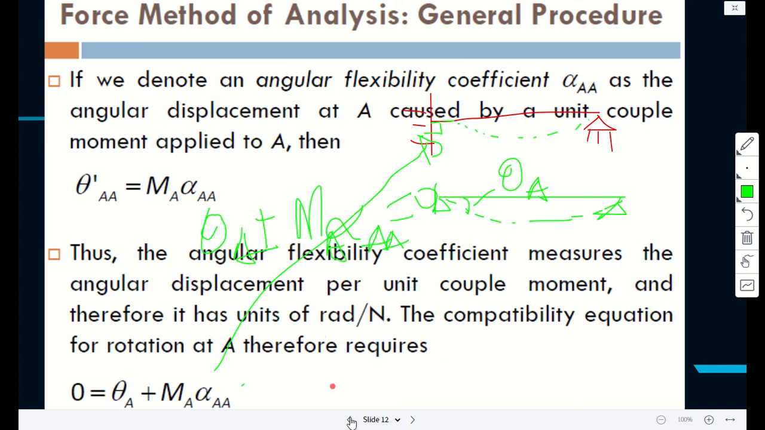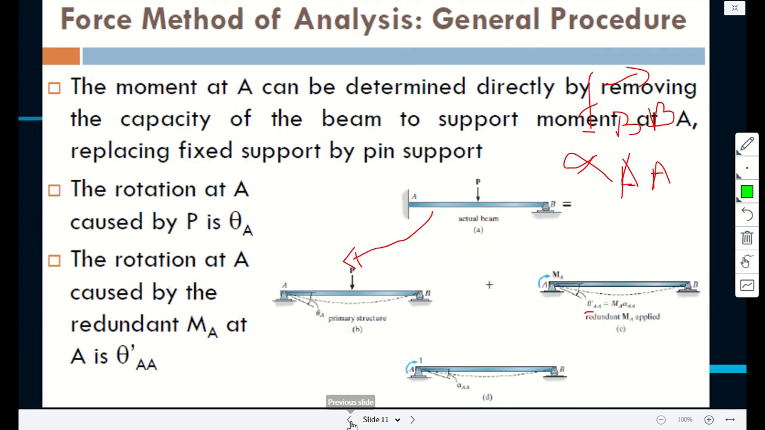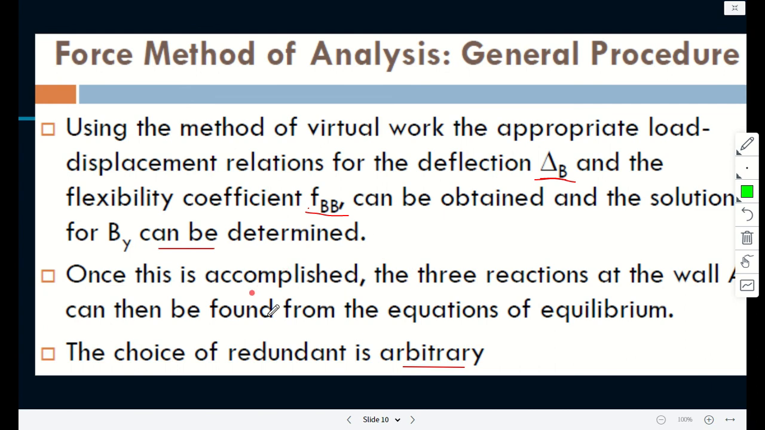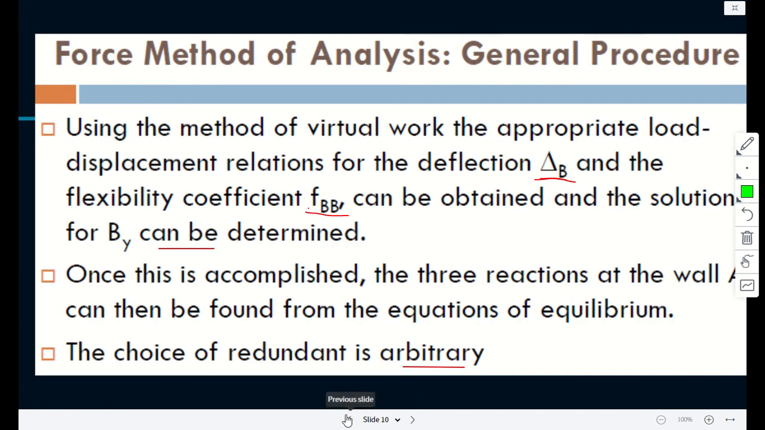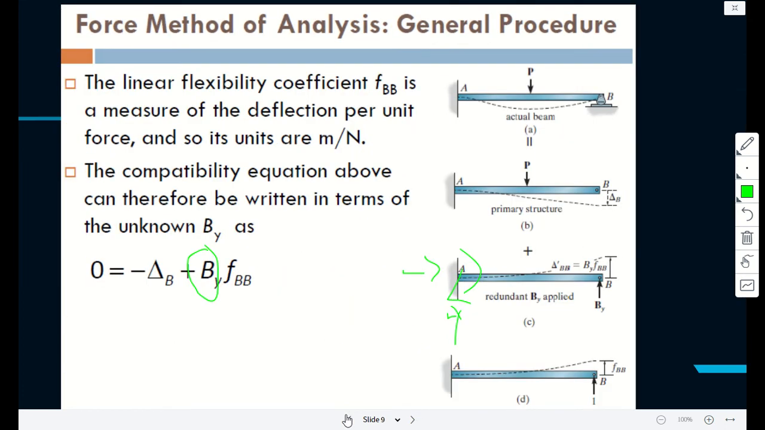So this is another way. I'm just trying to explain another way. Otherwise, even here, once you solve the RB, then you can use equilibrium to solve these other values, including the moment. That's why I was telling you, you have to find a clever choice of the redundancy.